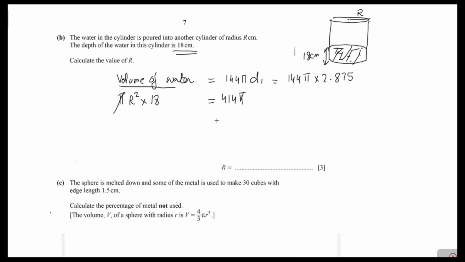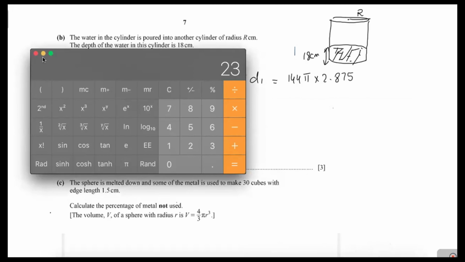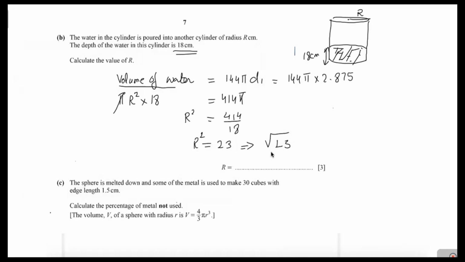Now we simplify this. Pi will be cancelled. Therefore, we get r square equal to 414 divided by 18. Now we get the answer, which will be equal to 23. Now the square root of 23, that's equal to 4.79, 4.795, that's equal to 4.80. This is the radius of the cylinder.